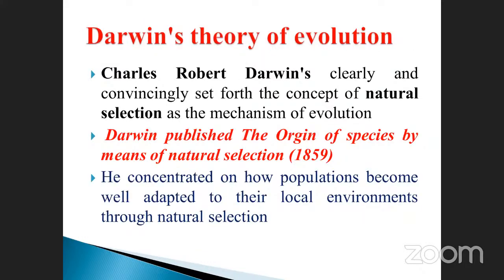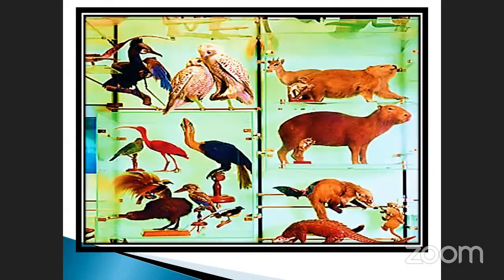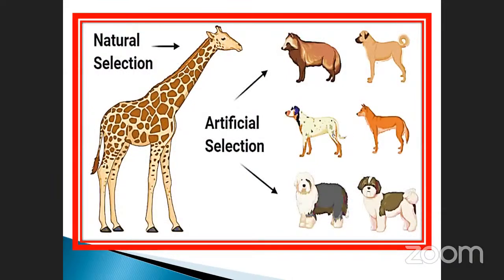And then Darwin's theory of evolution. Which book? Natural selection. In which year? At the same time, On the Origin of Species by Means of Natural Selection. These are the important things. Already we saw it.